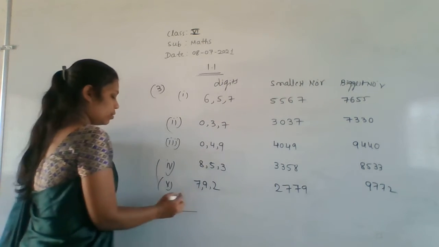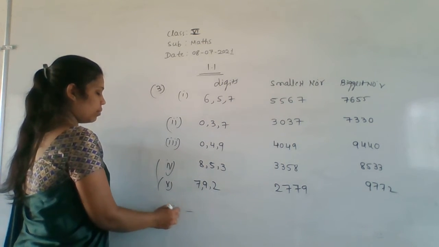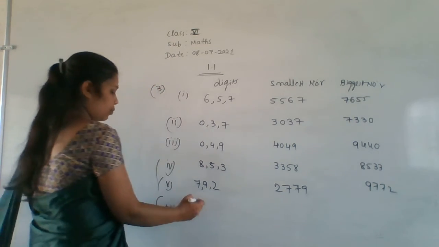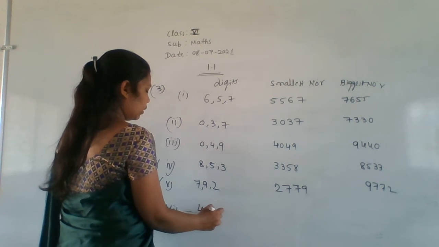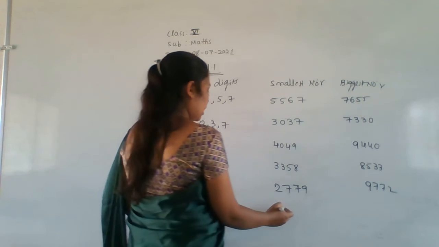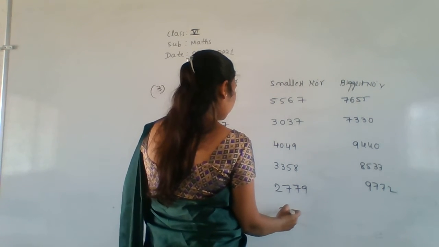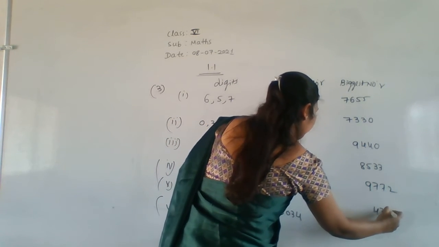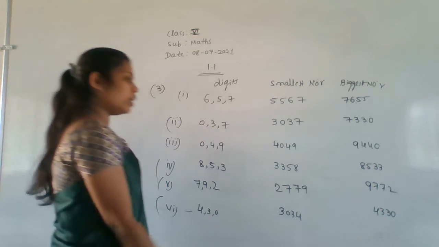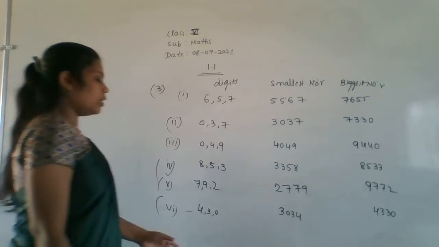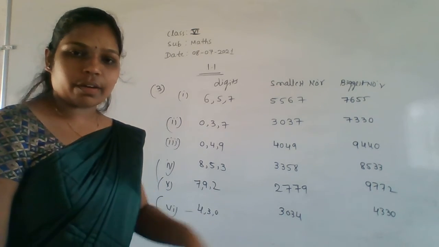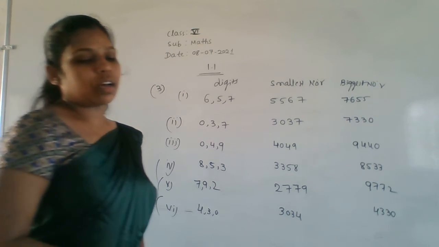Okay. So next, the sixth one, the last number for the third main. That is 4, 3, 0. Here I am using 3 twice: 3, 0, 3, 4. And here 4, 3, 3, 0. Okay, for every set of digits I wrote the smallest number as well as the biggest number. So the third main is also completed.